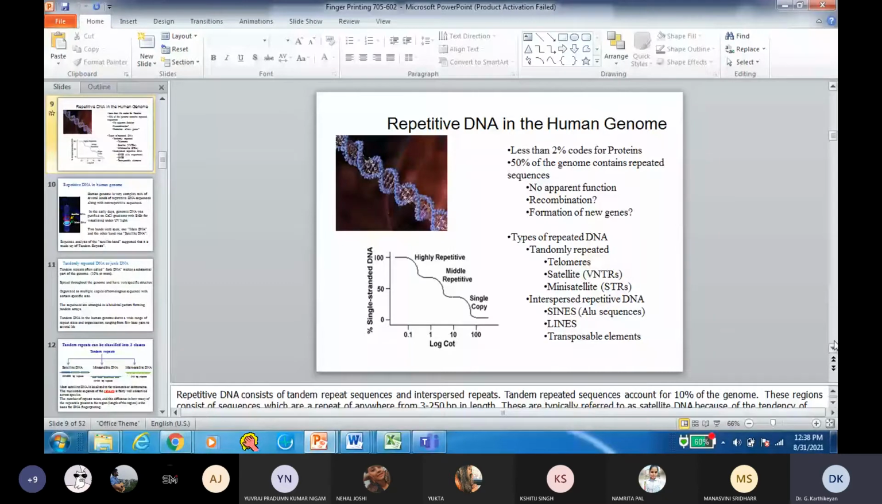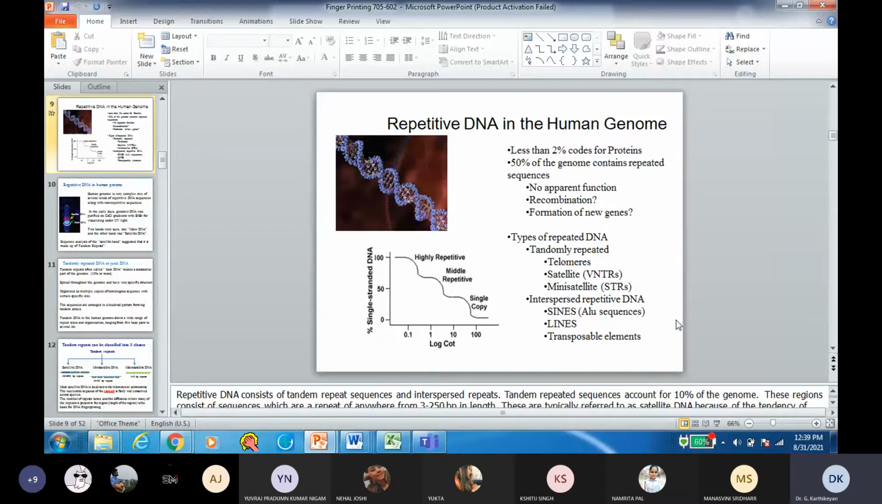Okay, so if you look at the types of repeated DNA, as I said, almost 50% of the genome contains repetitive DNA sequences. And where are these found? They're typically found in telomeres. Most of the telomeres and most of the centromeric regions of the chromosomes have lots of repetitive regions. These repeats can be of two types. One is called satellite DNA or variable number tandem repeats, and then you also have what are called mini satellites or short tandem repeats. Variable number tandem repeats and short tandem repeats.